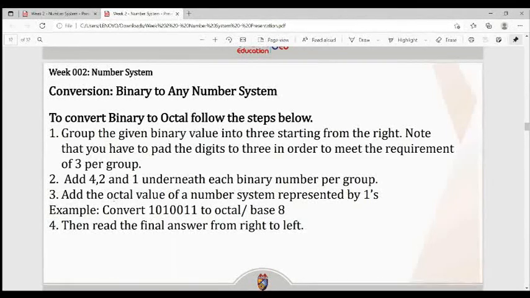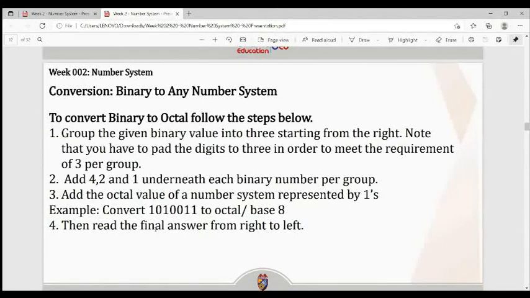Then, add 4, 2, and 1 underneath each binary number per group. Then, add the total, the octal value of the number system represented by 1s. So, for example, we have convert 10100011 to octal or base of 8. So, how are we going to convert this one? Sabi kanina, you have to group this into 3. So, 110, isang group.